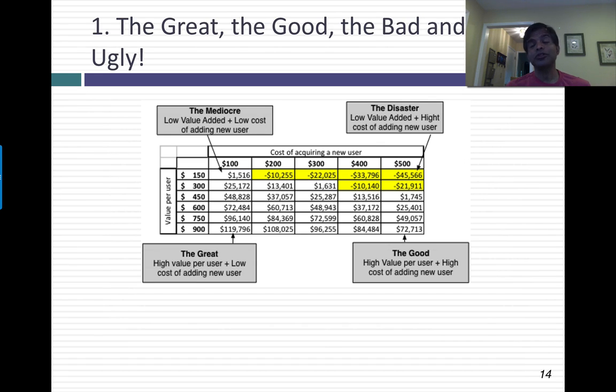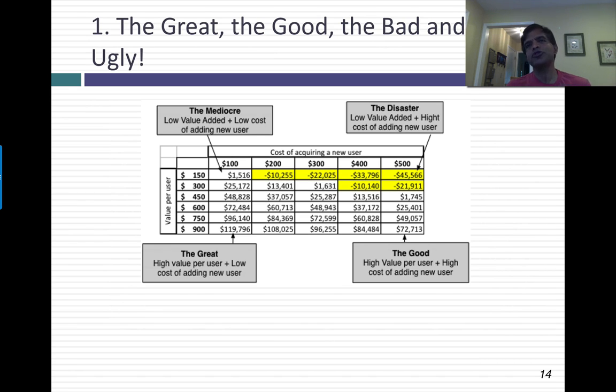So if your value per user is high and the cost per user is low, you get the highest possible value. So let's call those companies the great companies. Those are very uncommon. The very good companies are companies where the value per user is high and the cost per user is also high, but the value is much higher than the cost.